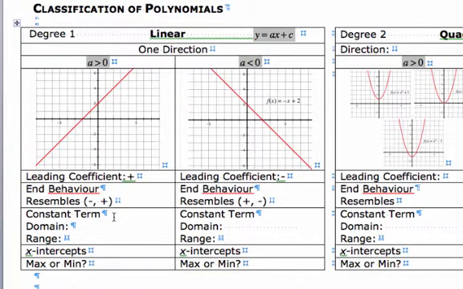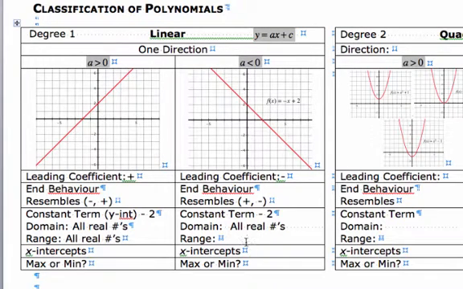Constant term. Okay, the constant term is also going to be our y-intercept. So whenever we look at a polynomial, that constant term tells us what the y-intercept is, and in this case on my graph it's 2. In this case as well, my constant term is 2. The domain is going to be all real numbers. The domain for the second one is also all real numbers. And our range also is going to meet the requirement of all real numbers with these functions.